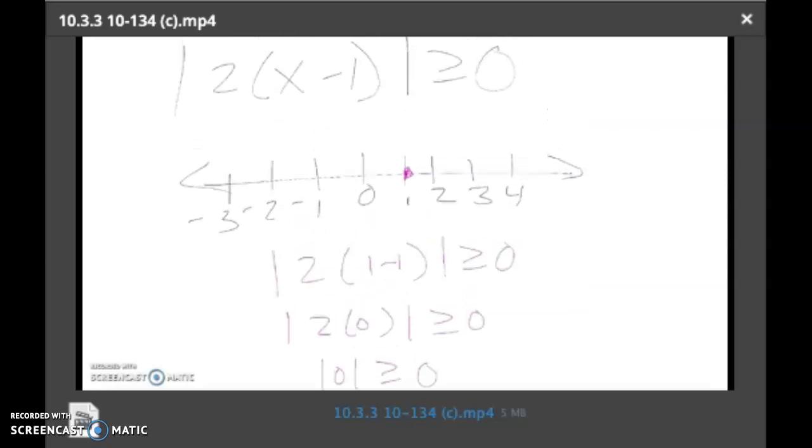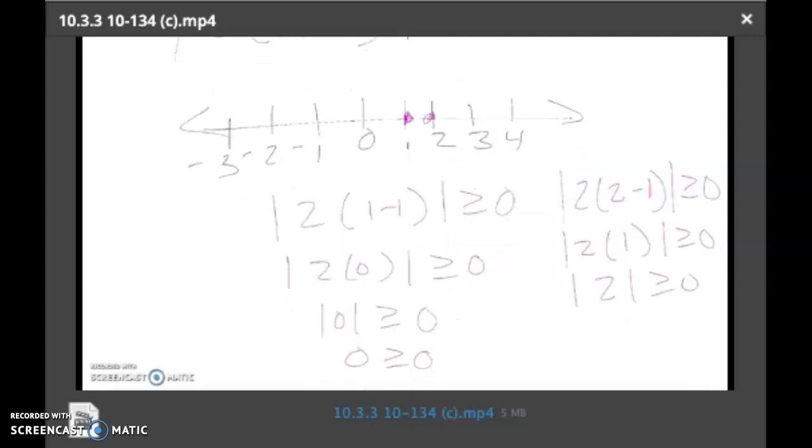All right, I could test another point. Let's test the point 2. So if I put 2 in for x, I get, let's see, what is that, 1? So I get that the absolute value of 2 is greater than or equal to 0. The absolute value of 2 is 2, and that is true. 2 is greater than or equal to 0, so I know that's a solution.